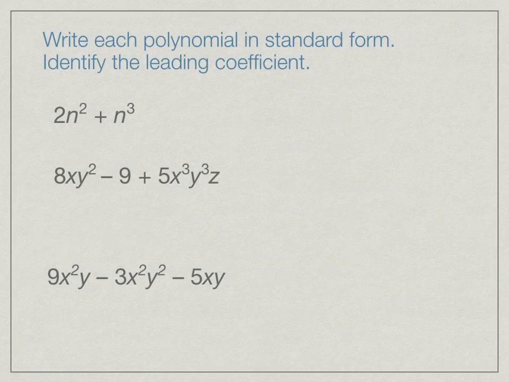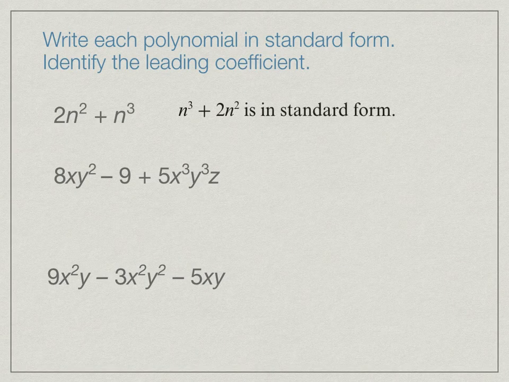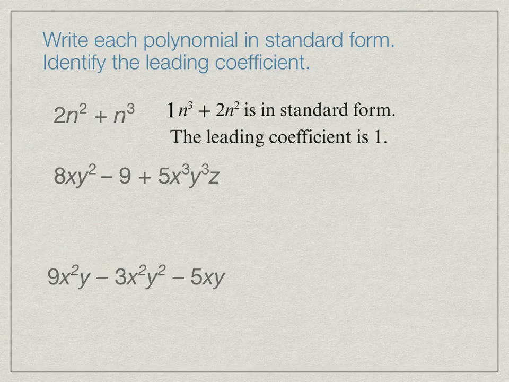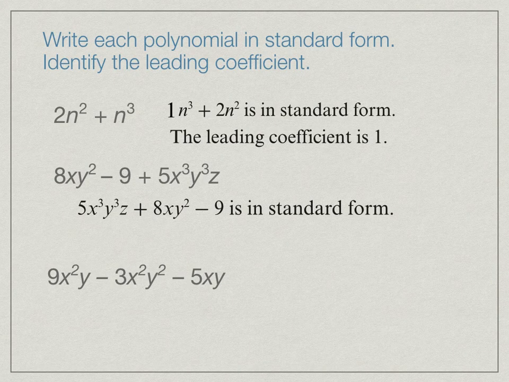Now to write polynomials in standard form, we have to pay attention to the degree. We want to write it so the greatest degree term comes first. So in the first example, it's going to be rewritten as n cubed plus 2n squared. And remember, there's a 1 understood to be multiplying that n cubed term. So the leading coefficient is 1. Now we look at our next example, and there are 3 terms. The term with the greatest degree is the 5x cubed y cubed z plus 8x y squared, and we always end with the constant term if there is one, minus 9. This is now in standard form. The leading coefficient is 5.